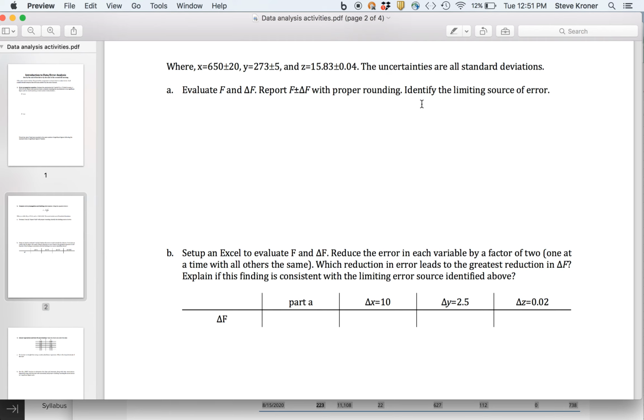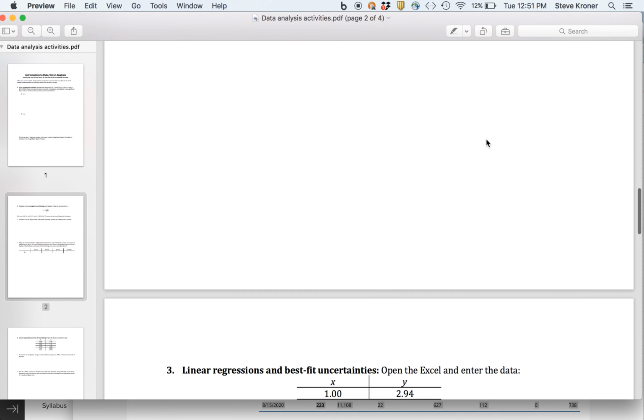Does cutting the limiting source of error in half lead to the greatest reduction in the uncertainty in f? If it doesn't, we probably misidentified that limiting source of error. We can go back and take a second look.